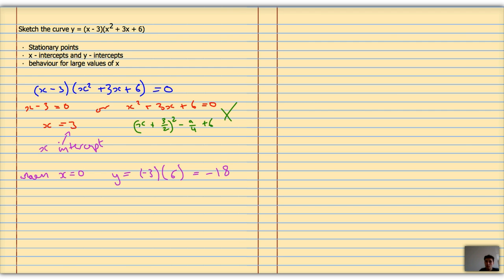Okay, I'm going to draw some axes here to help us look at the behaviour of this. Okay, I might make this longer as well. Okay, so what we know so far, we know that the x-intercept is 3. We know the y-intercept is minus 18. We know there's only one x-intercept. Great. So that's intercepts covered. Let's look at stationary points.